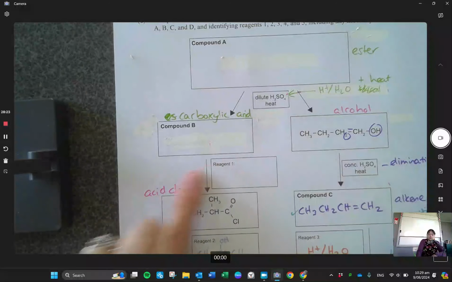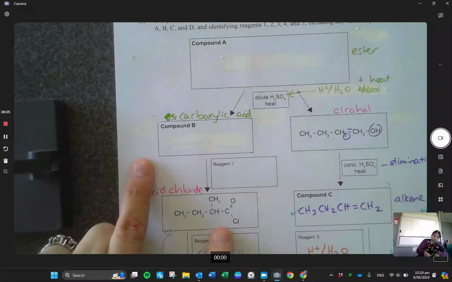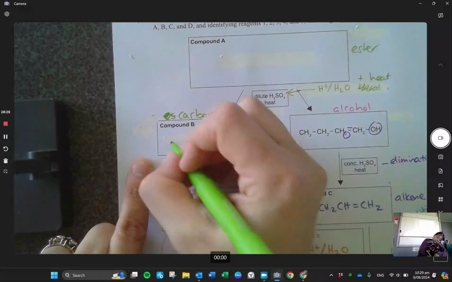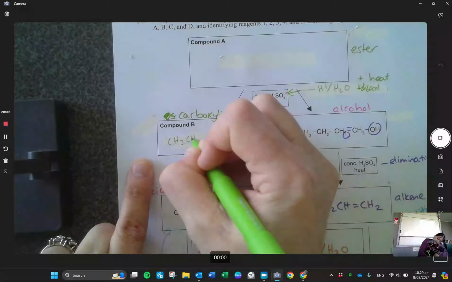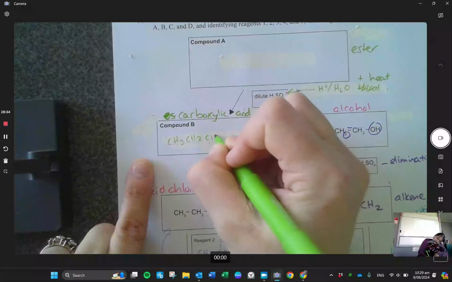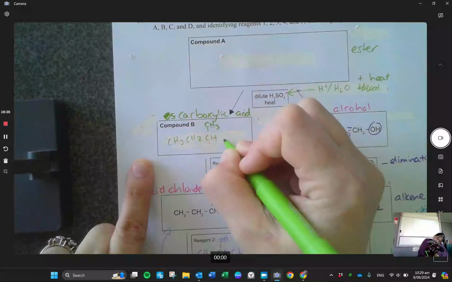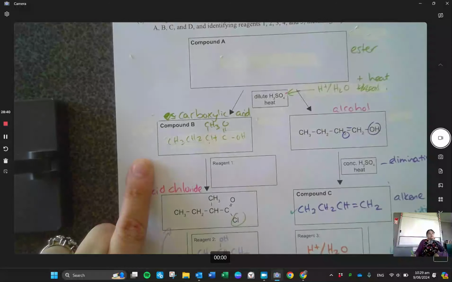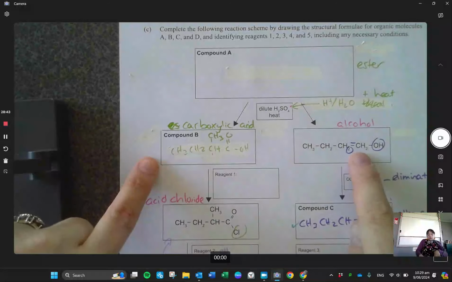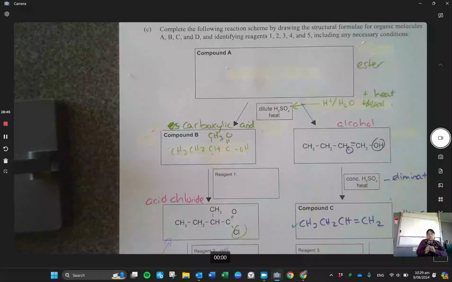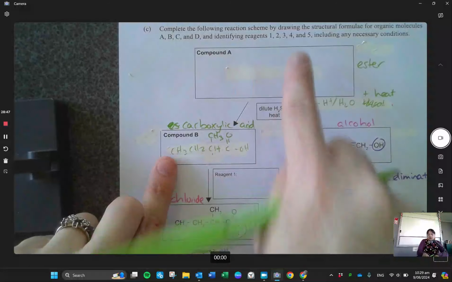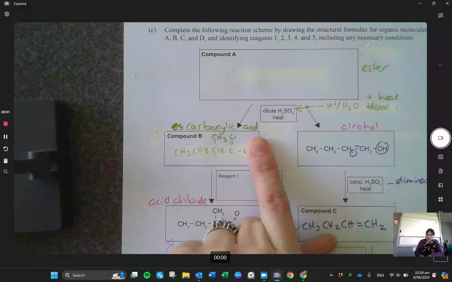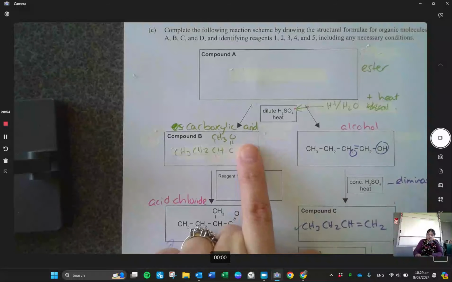Cool? So this I know is my carboxylic acid, so I write this molecule down here. I just swap out the Cl for an OH. Like that. And then I put these two guys back together. So this here, when we're making our esters, remember the OH is coming off, or sorry, the H is coming off. OH is coming off here, H is coming off here.